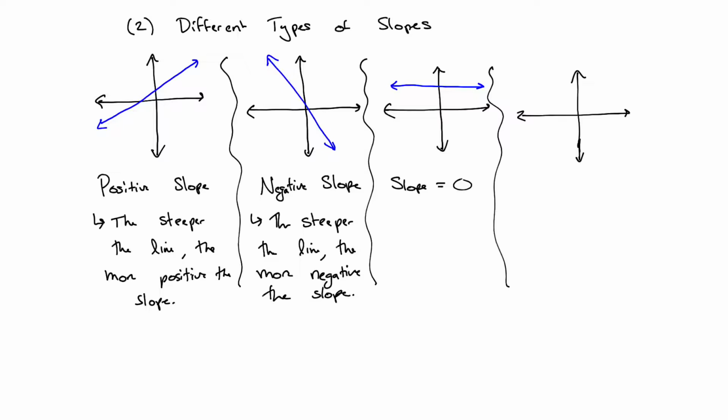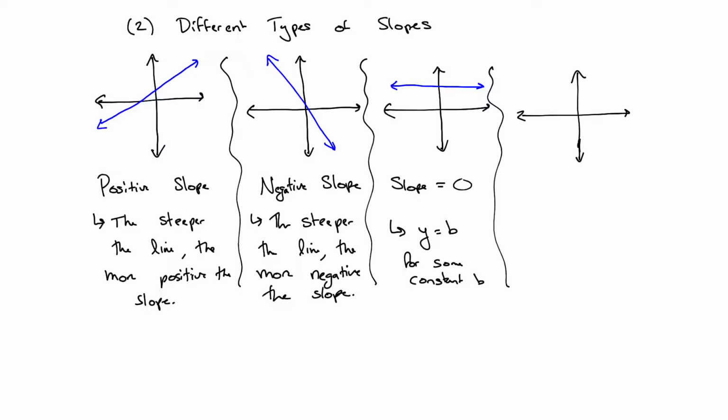So these lines are of the form y equals b for some constant b. This could be y equals 3 or y equals 2 or y equals 5.5, who cares? But horizontal lines are always of the form y equals a number.